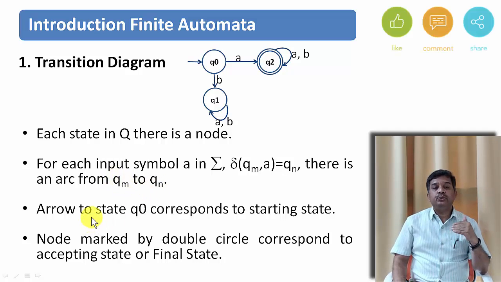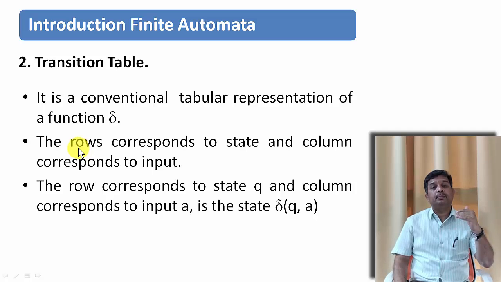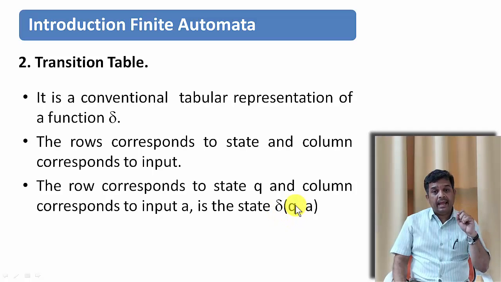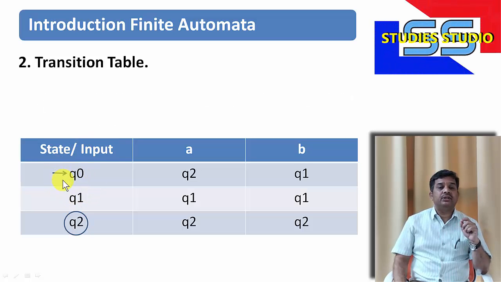Let us see how to show a transition table. Basically it is a conventional tabular representation of the function delta. In this tabular form, the row represents the states and the column represents the input symbols. The entry in the table shows the transition: if the current state is Q, and on giving input A, what will be the output state? Let us see. So let us say this is a transition table.